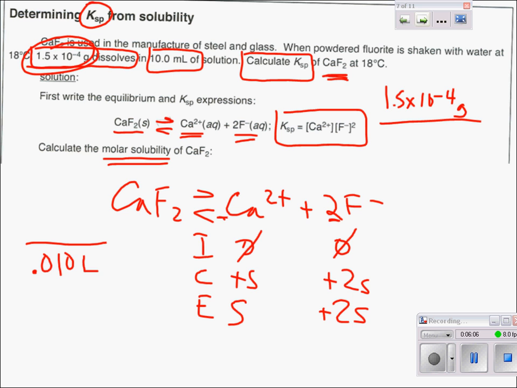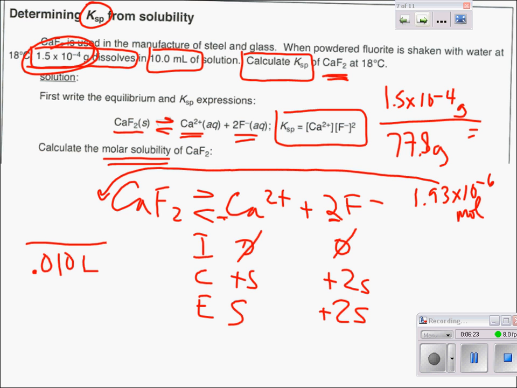The molar mass of this is 77.8 grams. When I divide those two, I get 1.93 times 10 to the negative 6th moles. So I'm going to take that over here, put it on top. All I'm doing is calculating molarity: 1.93 times 10 to the negative 6th over 0.010 liters. I end up with a molarity, or my S value, of 1.93 times 10 to the negative 4th. That's my S.